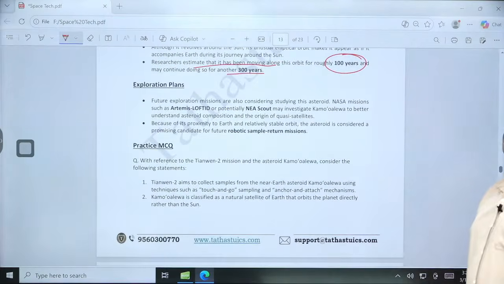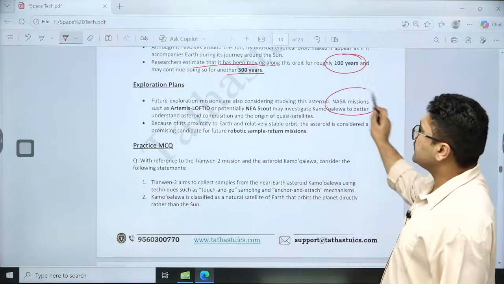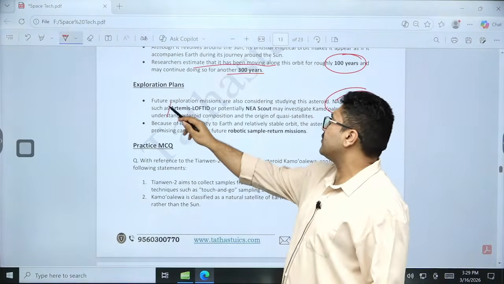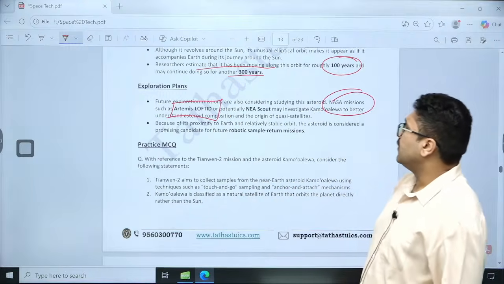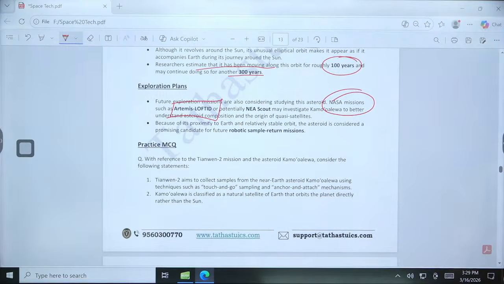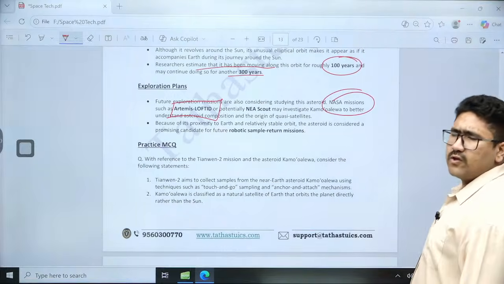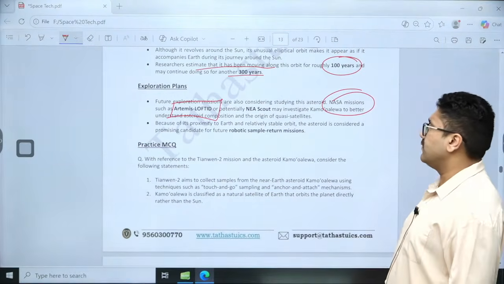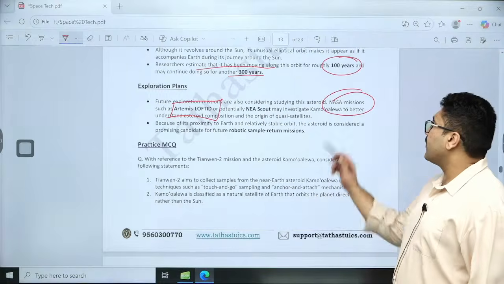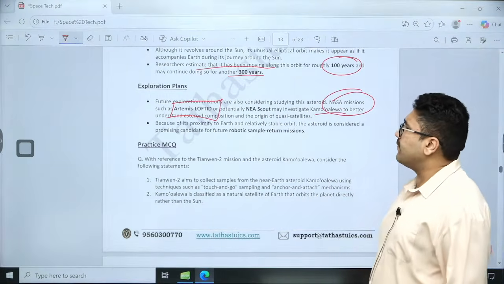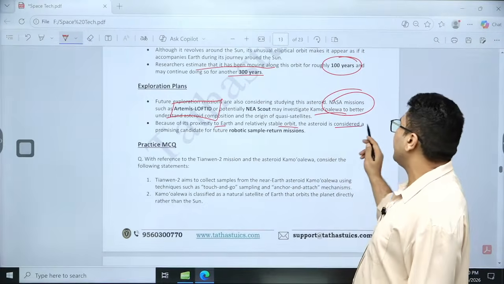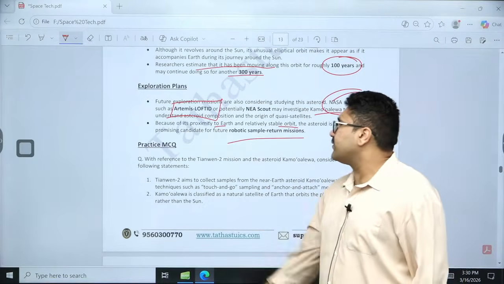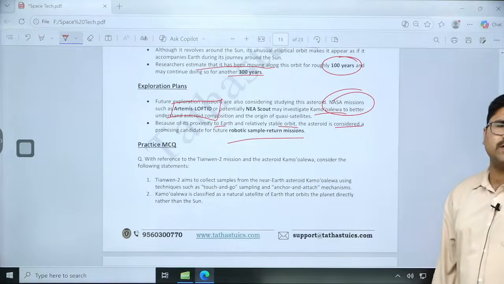Other countries have also launched some exploration missions apart from China. NASA has launched something known as the Artemis mission, which helps the USA to bring back samples from the asteroid back to the Earth. Because of its proximity to the Earth and relatively stable orbit, the asteroid is considered a promising candidate for future robotic sample return missions.